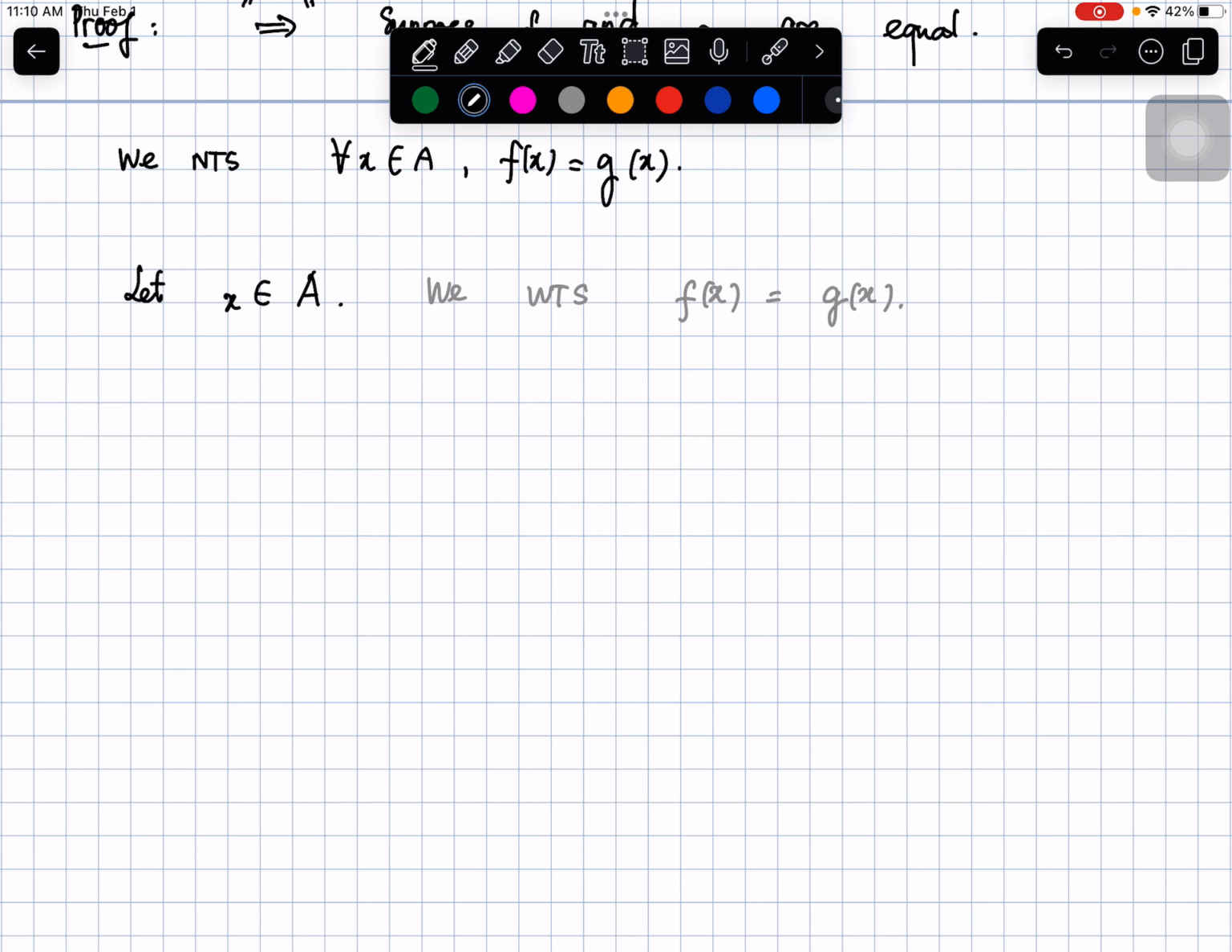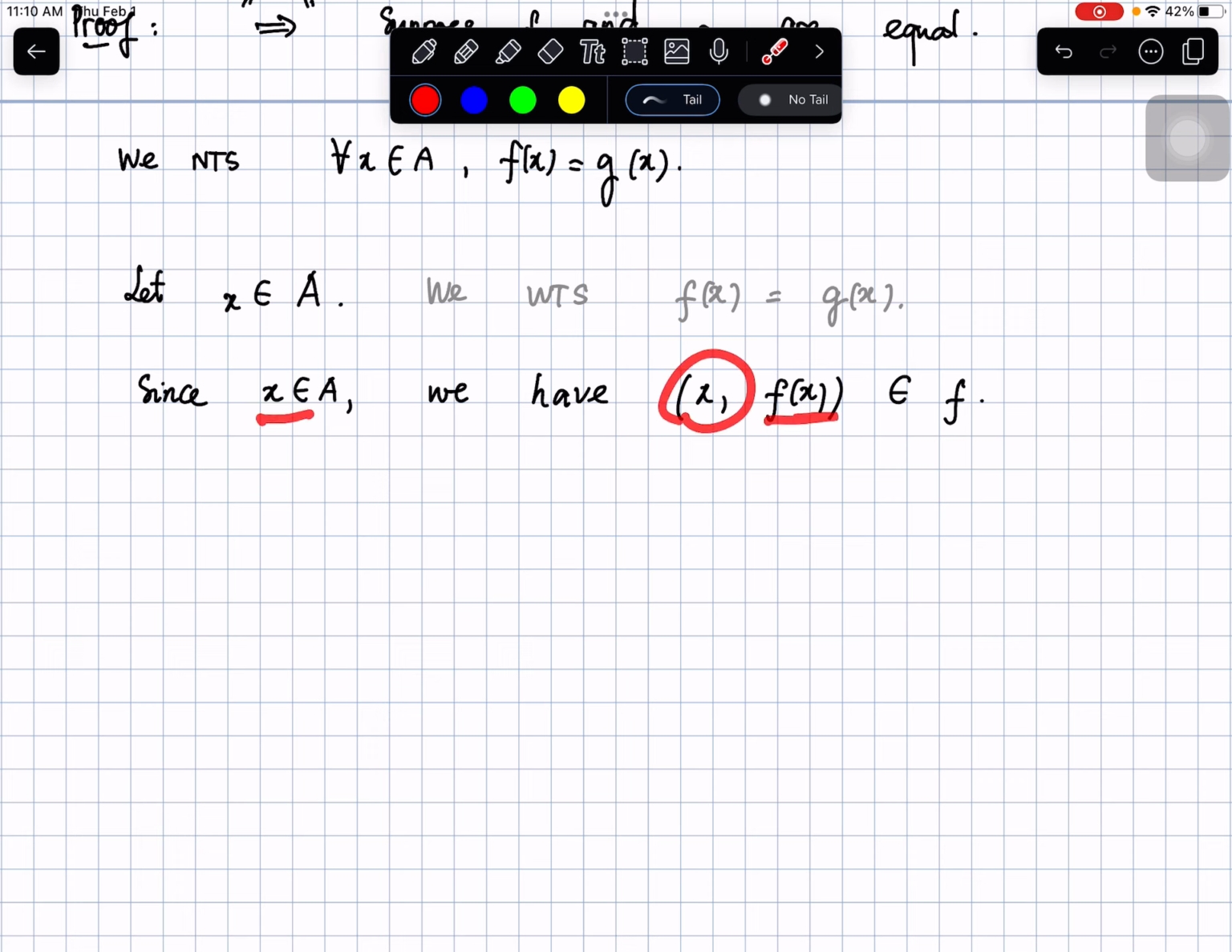So let x be in A. Since x is in A, we have the ordered pair (x, f of x). By definition, that's what we just talked about before, this is in f. Recall that this is the value of f at x, and it is unique for x. So (x, f of x) is in f.